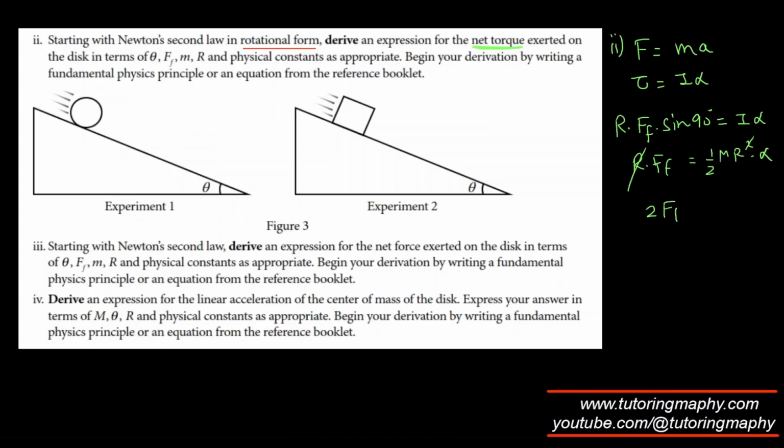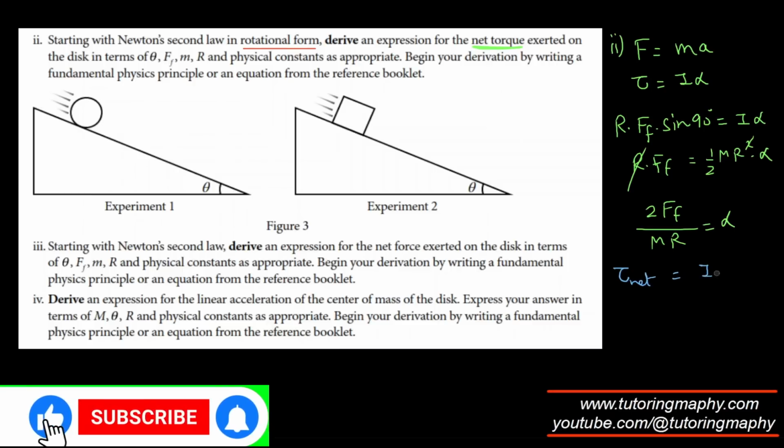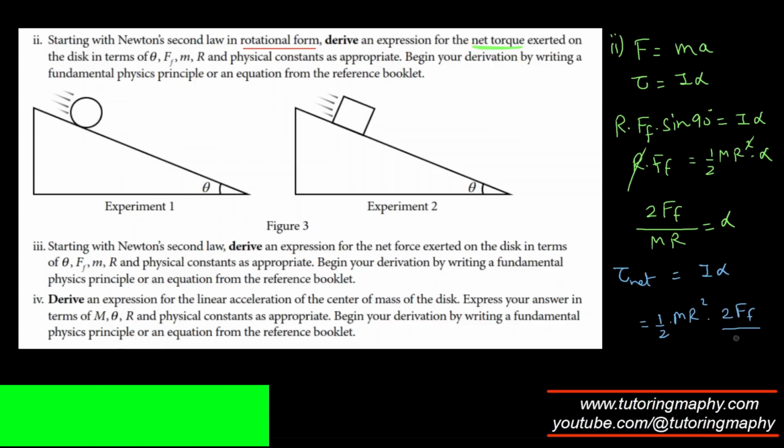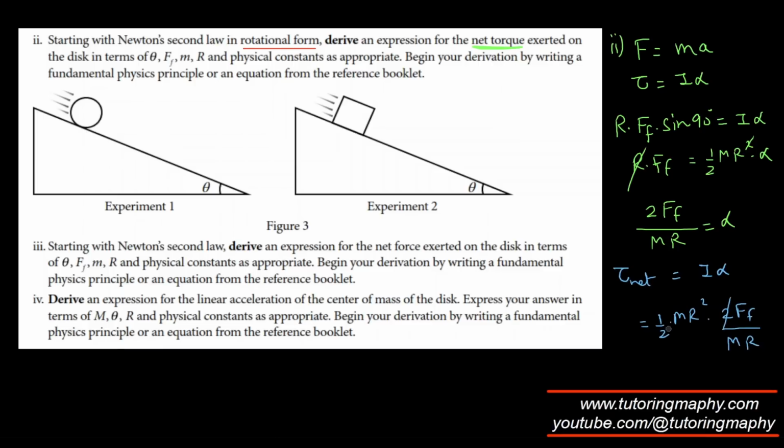So I have alpha equals 2 times Ff over mr, by multiplying 2 on both sides and dividing by mr on both sides. That's the alpha. And this alpha I'm going to substitute over here to find the torque, because that's what they need after all, the net torque. So the net torque is tau net equals I alpha, where I is half mr squared and alpha is 2 times the force of friction over mr. So this 2 and 2 is gone, m and m is gone, and r is gone. So I have the force of friction times R. That will be the net torque over here, which is pretty much the same thing.